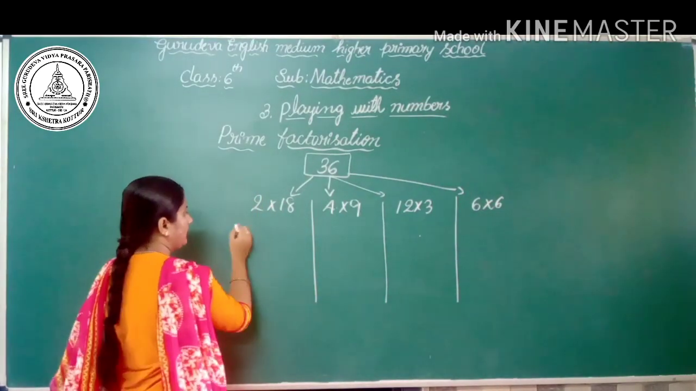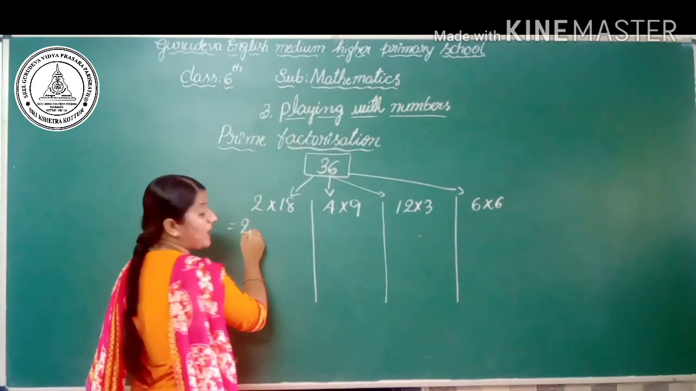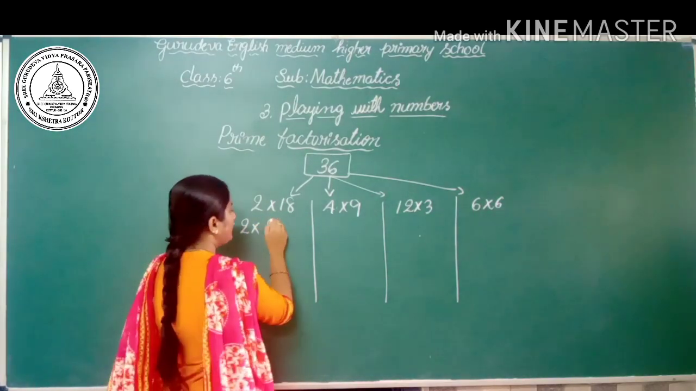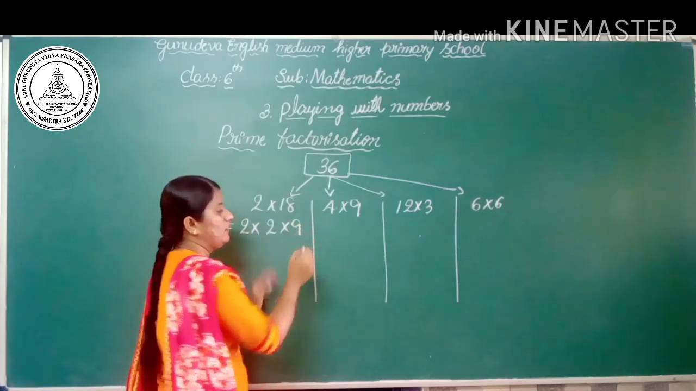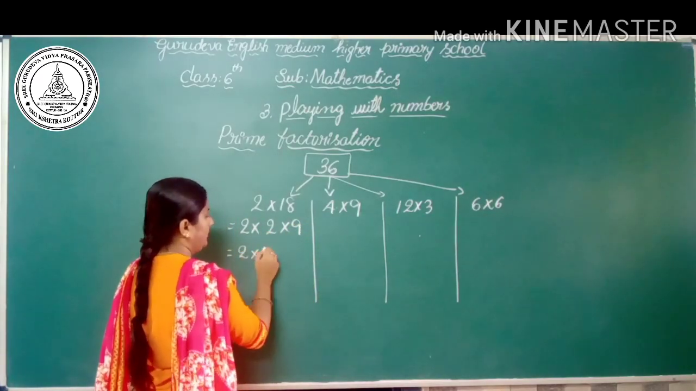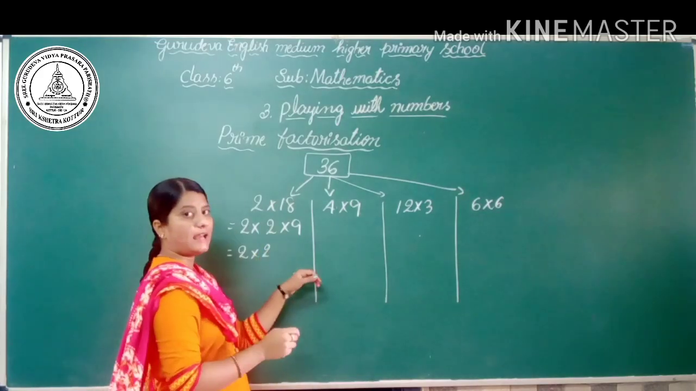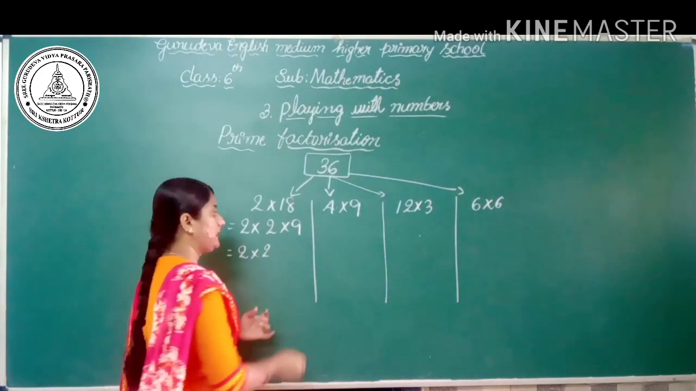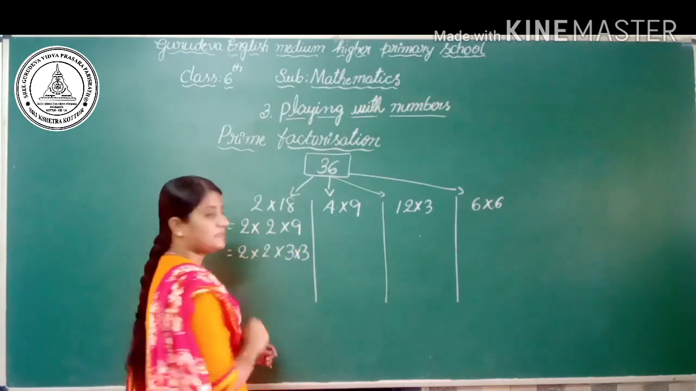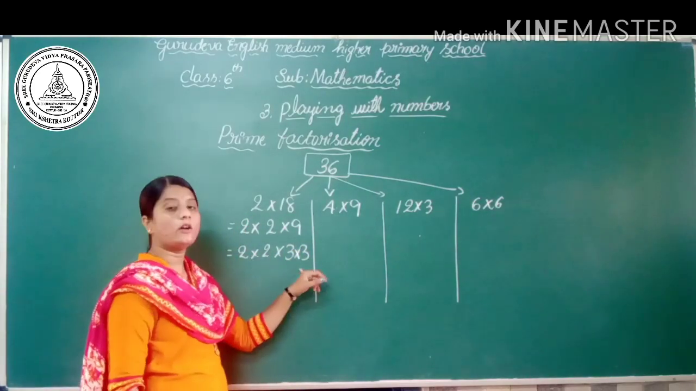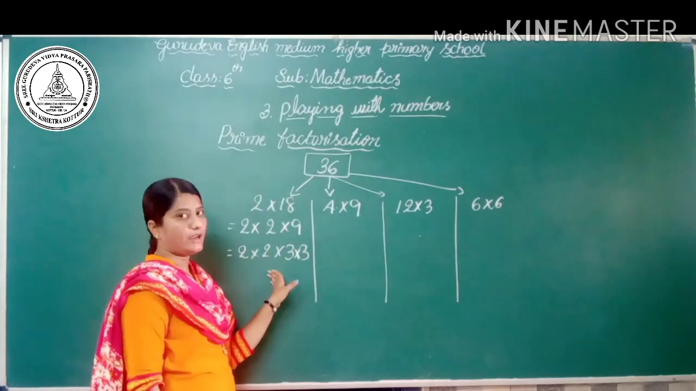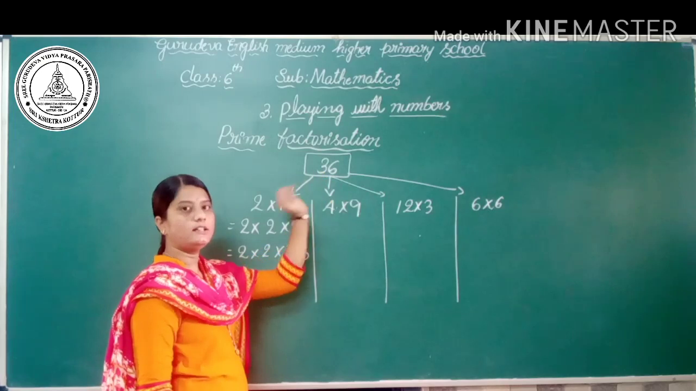See here there is a 2, it is a prime number, so write it as it is. Then 18 can be written as 2 into 9, so 2 into 9 is equal to 2 into 2. Then 9 can be written as a product of its factors, that is 3 into 3. As you can see here, 2 and 3 are prime numbers, hence it is the prime factorization of 36.